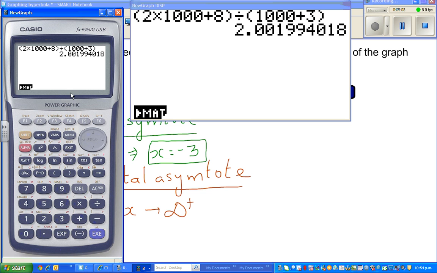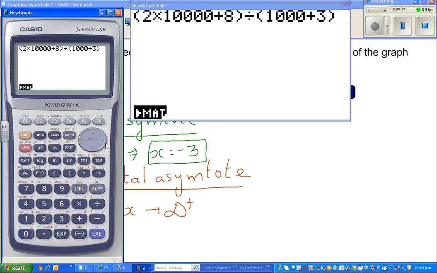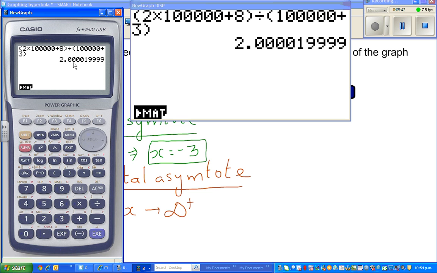So it's 2.00. Let me make this a bit bigger. If I add a zero there, it becomes 10,000. It's 2.001. Okay, so again, let me make it 10 times bigger. I'll put a zero there and also a zero here. So can you see what's happening? That's slightly more than two. It's never going to become two. You can say y is approaching two from above.